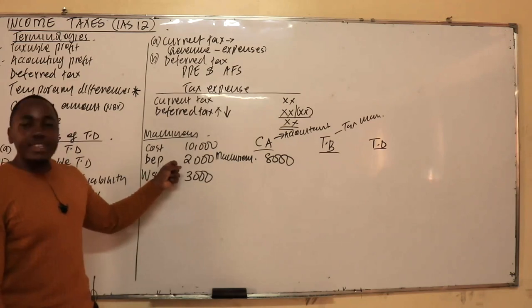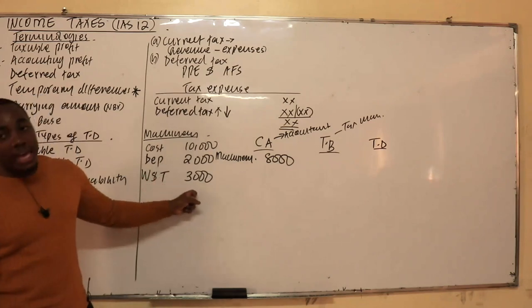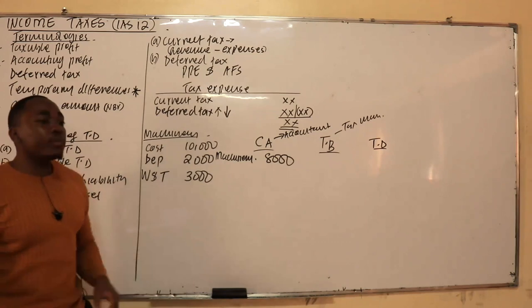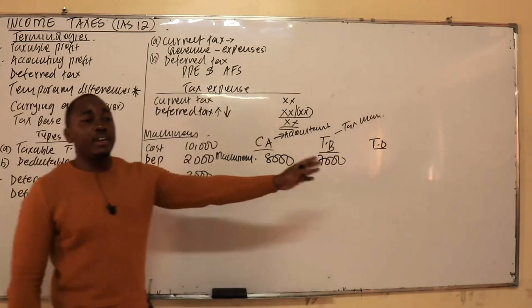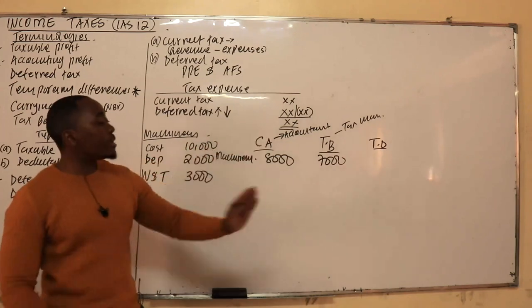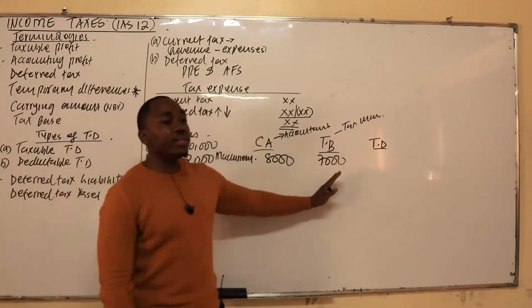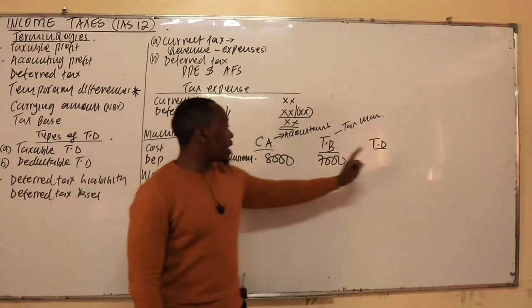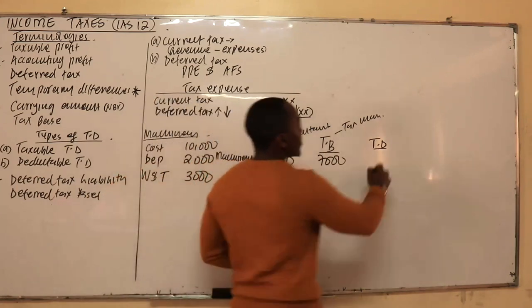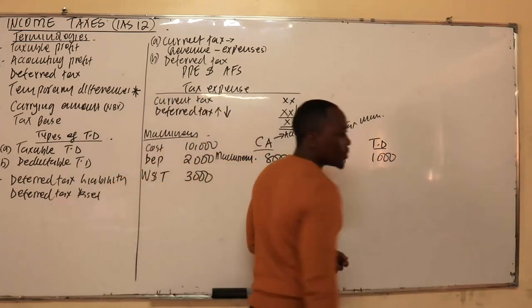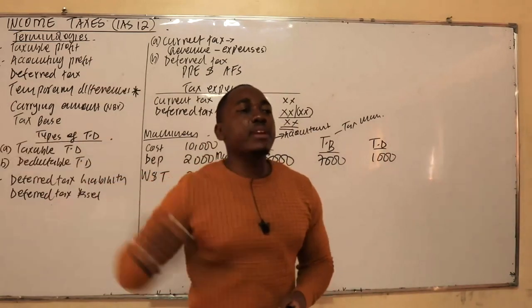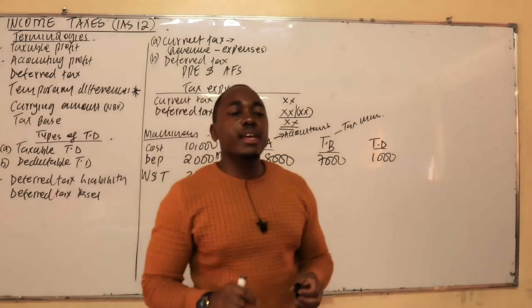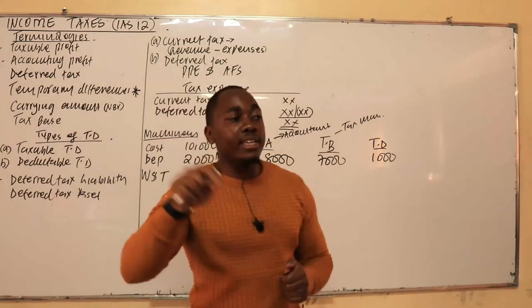That's not considered depreciation. You consider what? When? So 10 minus 3, you get how much? You see, they are totally different. The difference now between the accountant perspective and the taxman perspective is what gives rise to deferred what? Tax. So 8 minus 7, there's a difference of how much? 1. And if you get a positive, that's what you call a taxable temporary difference. If you get a negative, that's what you call a deductible temporary difference.